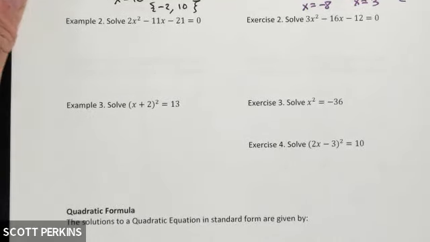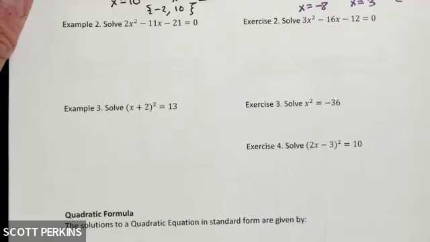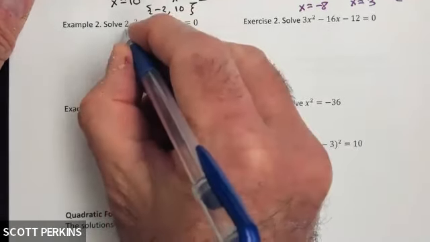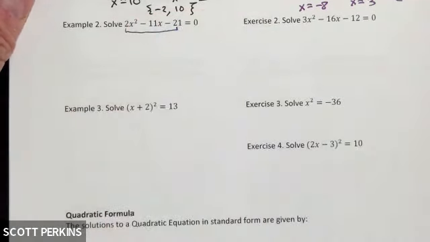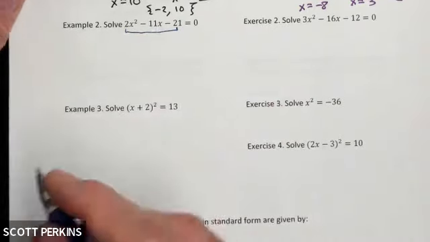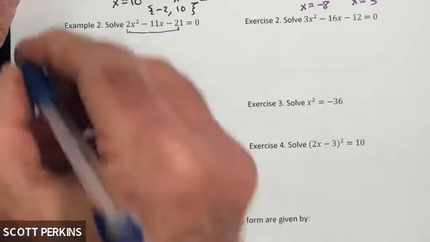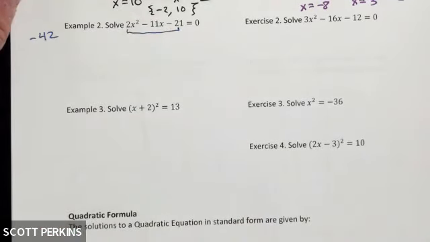But in case you've forgotten how to do this, here's what the completing the square method is. First, you multiply the A and the C value. And so 2 times negative 21, I'm just going to write this over on the left, is negative 42. Here's my scrap work.